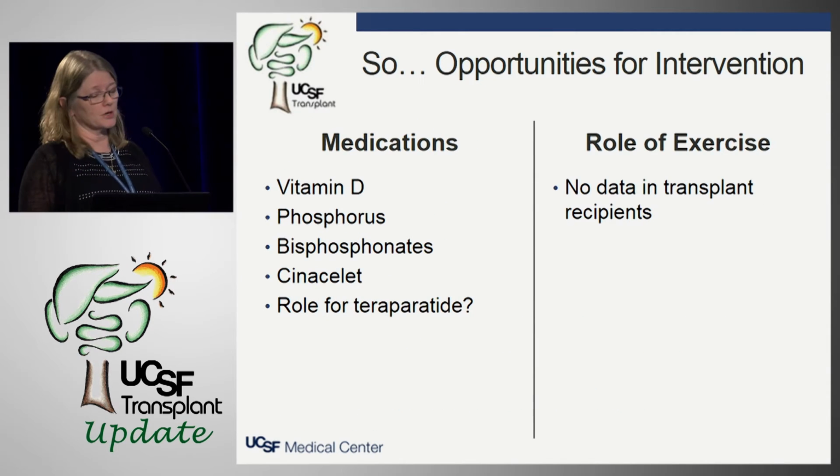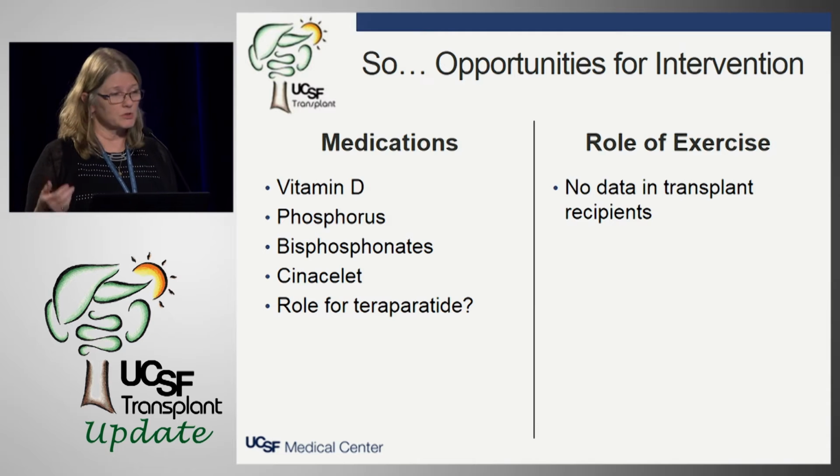So what are the opportunities for intervention? There's vitamin D, phosphorus, bisphosphonates, cinacalcet (I spelled it wrong), a role for teriparatide, or what about exercise, which is what I tell all the patients. Again, no data on that.